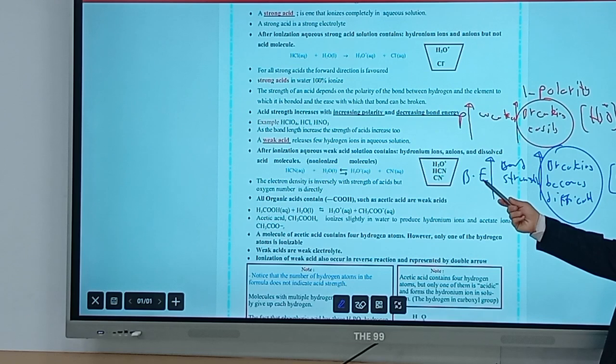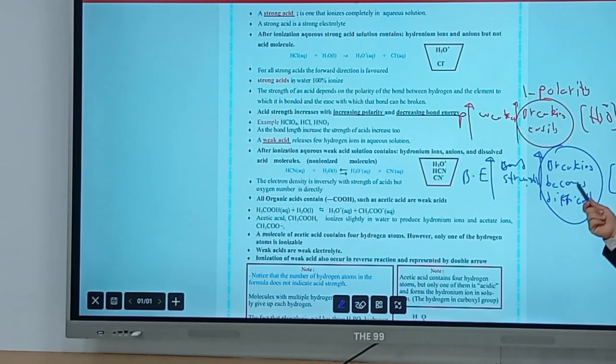So the bond energy increase strengthens the bond and makes it difficult to break down, and then that will reduce the concentration of hydronium in the solution. As the concentration of hydronium reduces, that reduces the strength of the acid. So the bond energy is inversely proportional to the strength of the acid.